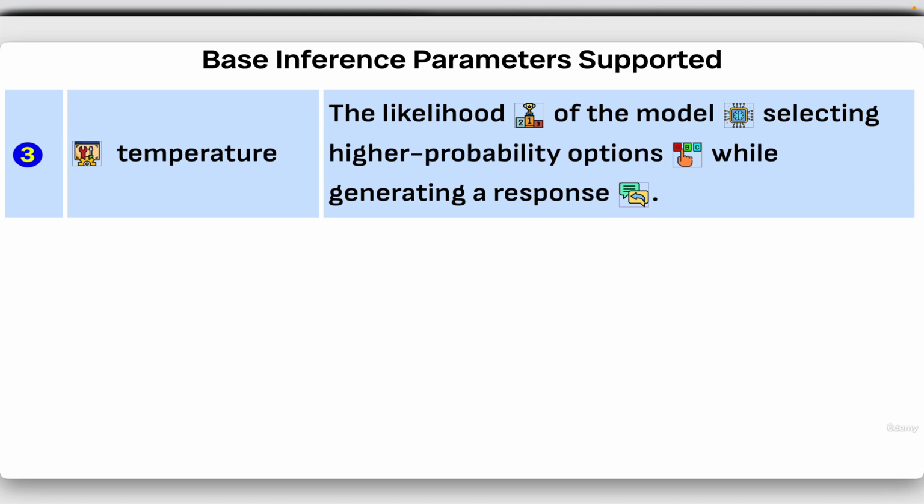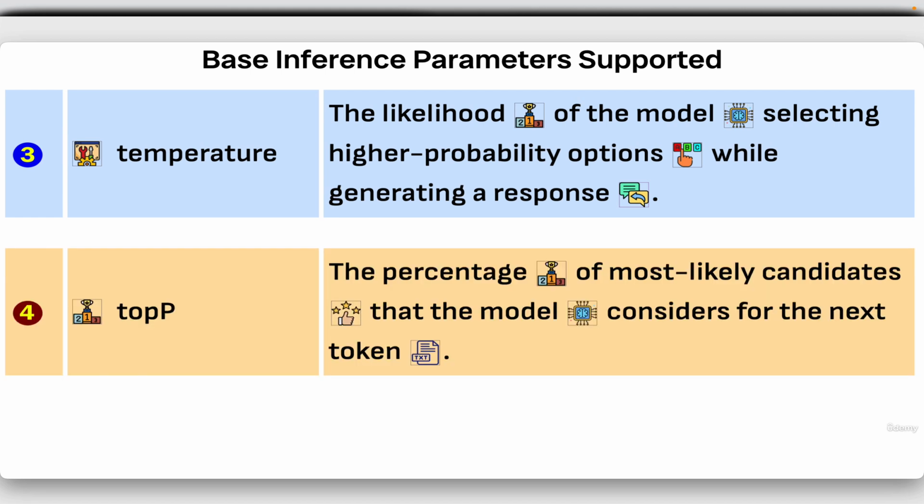Next one is temperature, which is the likelihood of the model selecting higher probability options while generating a response. And next one is top P, the percentage of most likely candidates that the model considers for the next token. So I'll explain temperature and top P in detail in next two slides.